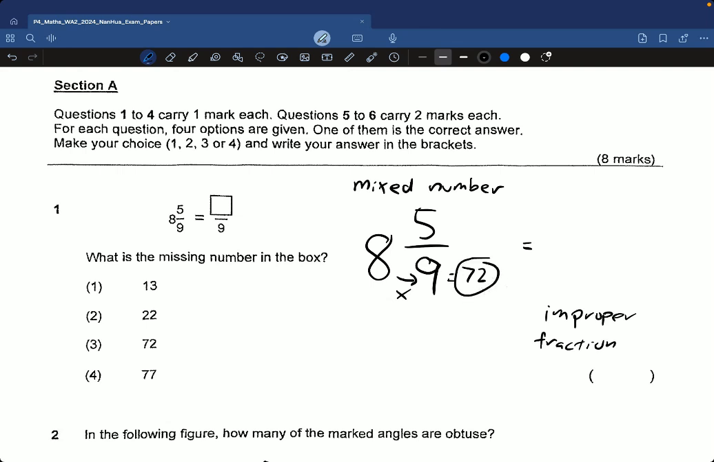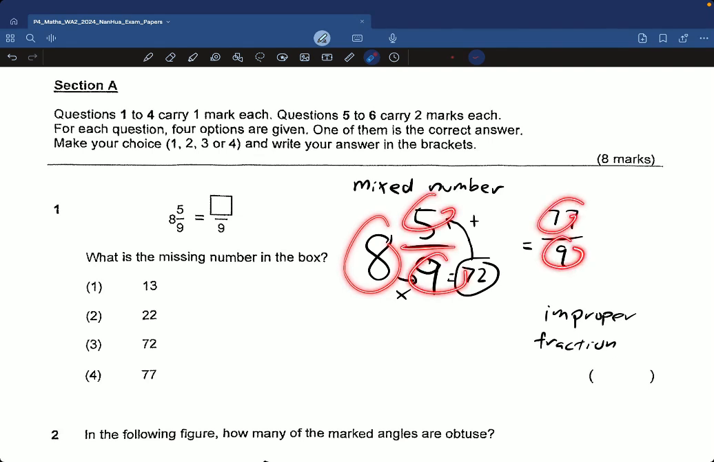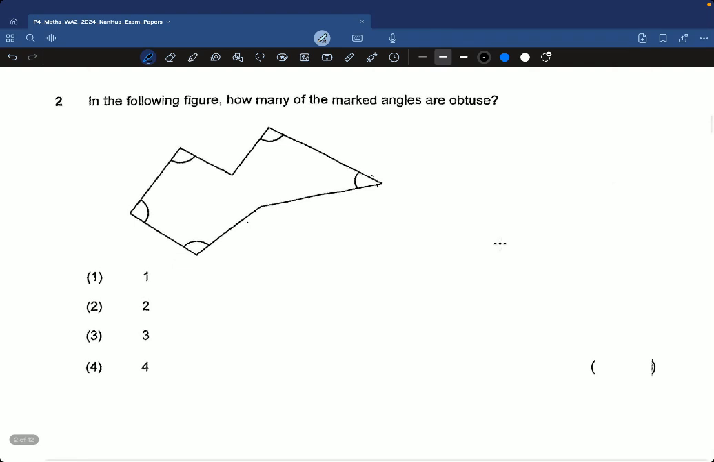Right? So now, with the number that has been multiplied by the whole number and the denominator, the next thing is to add this to the numerator. So what is 72 plus 5? It is 77. So now we know the improper fraction for 8 whole number 5 over 9 is 77 over 9. So let's see what's the option. Option 4 is 77 over 9. So the answer is 4. All right, let's move on to the next question.